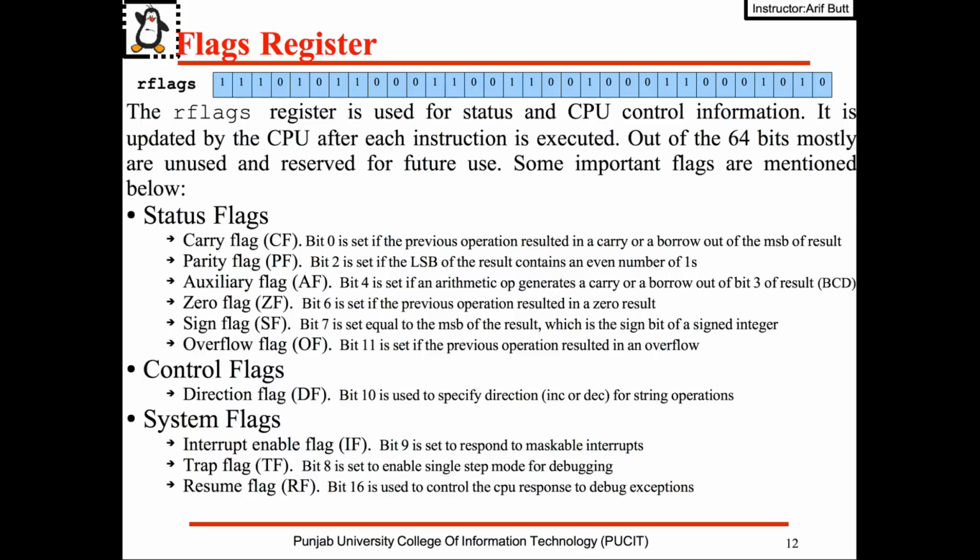Well, we have the flags register, RFLAGS. Right now it is 64 bits, but most of them are unused. The most commonly used flags are the status flags, like the carry flag, parity flag, auxiliary flag, zero flag, sign flag, and overflow flag. They all have specific bit positions. For example, the bit position of the carry flag is 0, and bit 0 is set if the previous operation resulted in a carry or a borrow out of the most significant bit of the result.